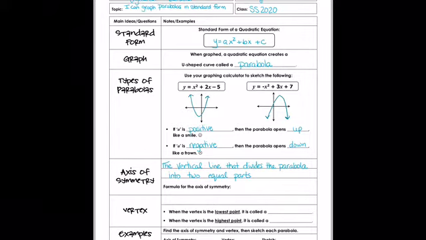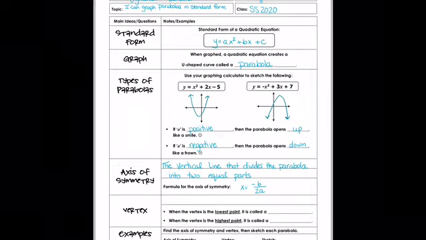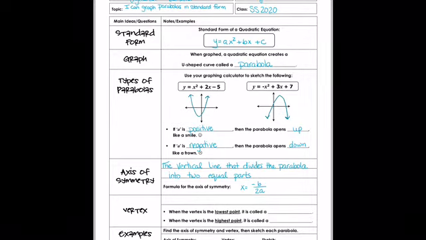The formula for finding that axis of symmetry from standard form is x equals negative b divided by 2a. So you're going to take the opposite sign of the b term and divide it by 2 times a. That's going to give you the equation for the axis of symmetry. It's also going to give you the x-coordinate of your vertex.